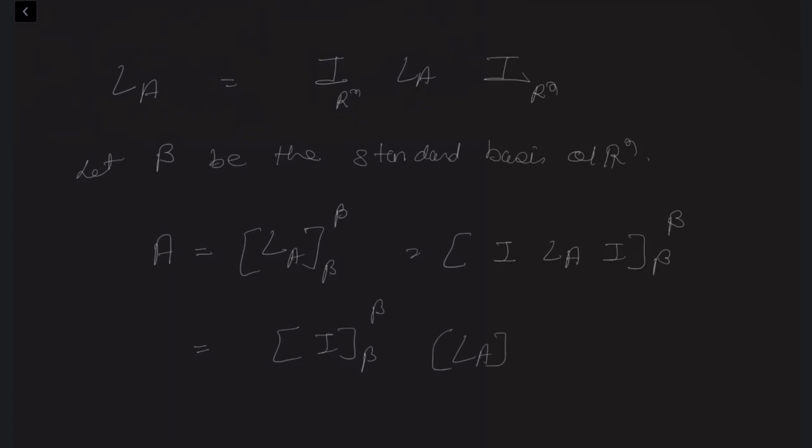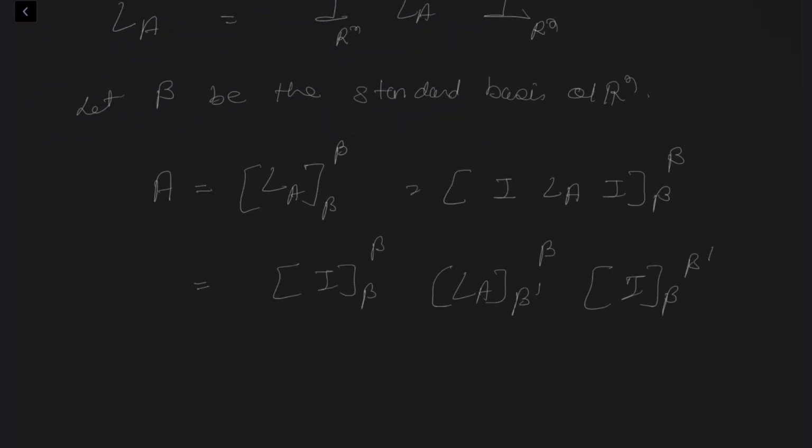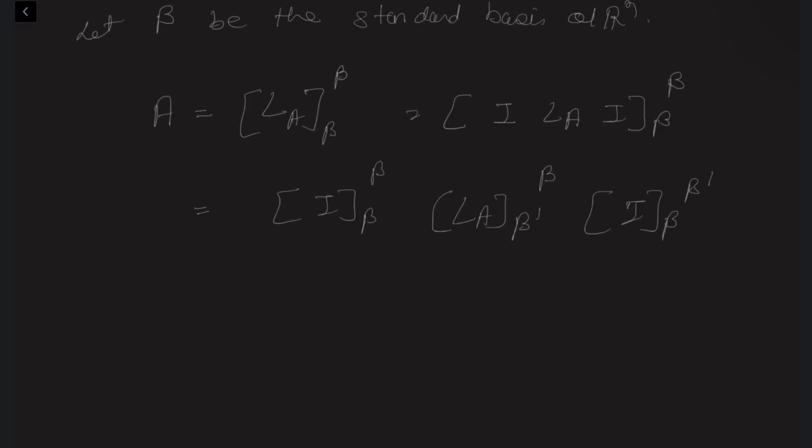So I will be from beta to beta, and this is beta dash to beta, and then this I can write as beta to beta dash. So this is actually a property, and this property we are using here was in your fourth semester syllabus. Please go and have a look if you don't remember it.